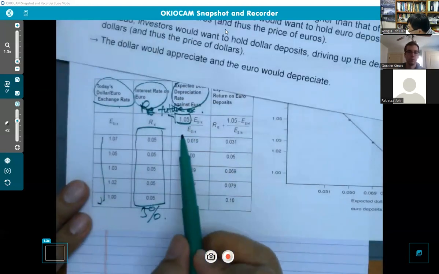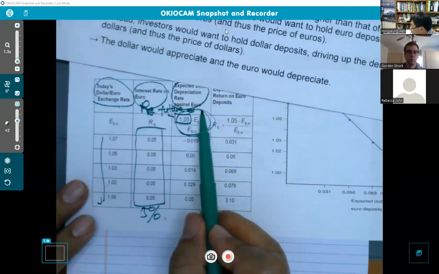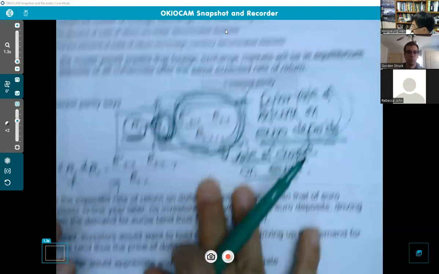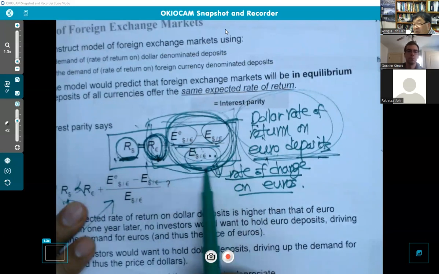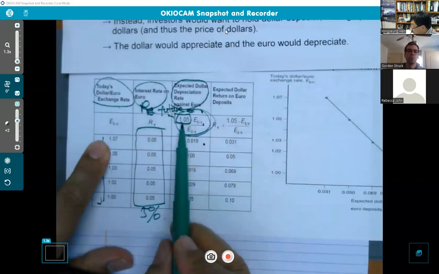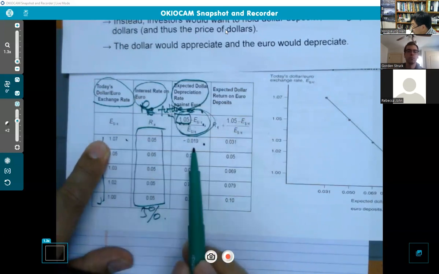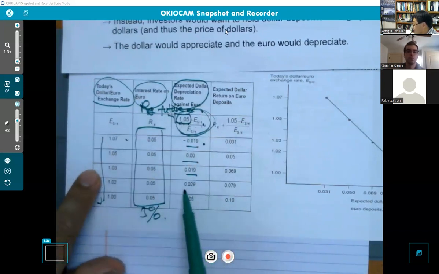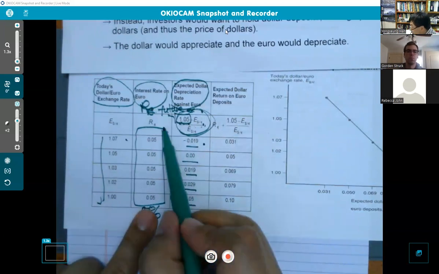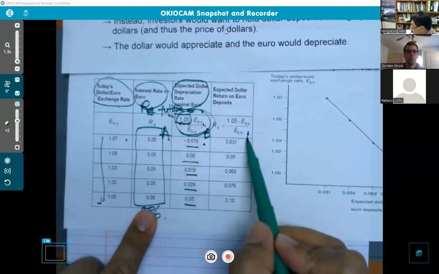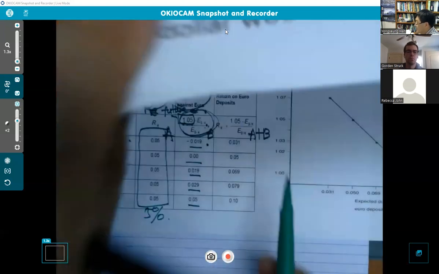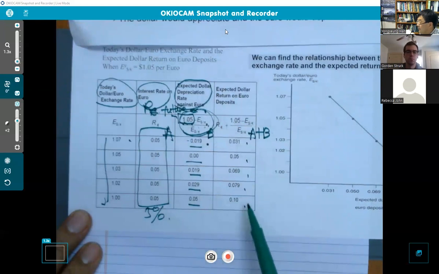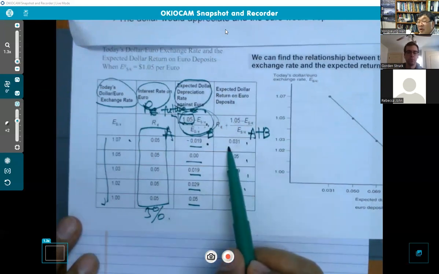So rate of change on euro deposit is this, which is the future exchange rate and current exchange rate. This difference is divided by current. So we do this 1.05 minus this, and divided by this, we get this number. Combining this A and B, we get this. This is A and B, so we get this. So this is the dollar rate of return on euro deposit.